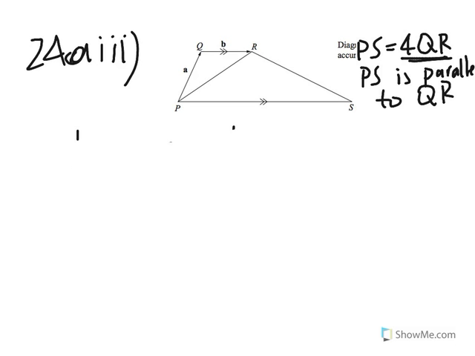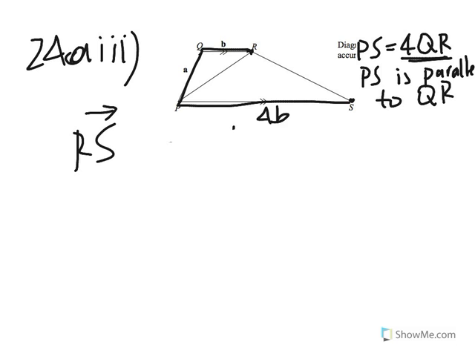Now, question 24a3 is asking you to get the vector RS. So you have to get from R over here to S over here. One way we can do that is by going opposite. We can go here, and then we can go along here. And we know all of these vectors.